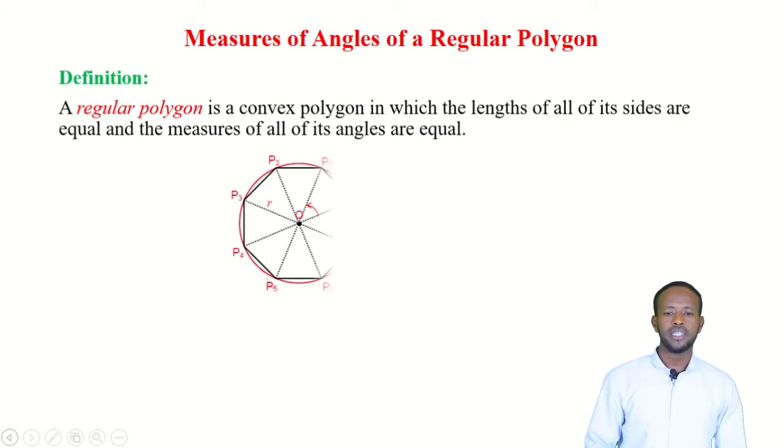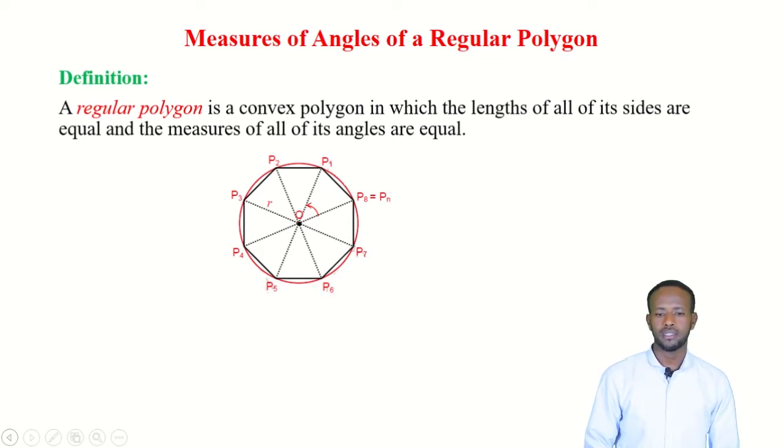Okay, let us see this. This polygon is inside a circle.